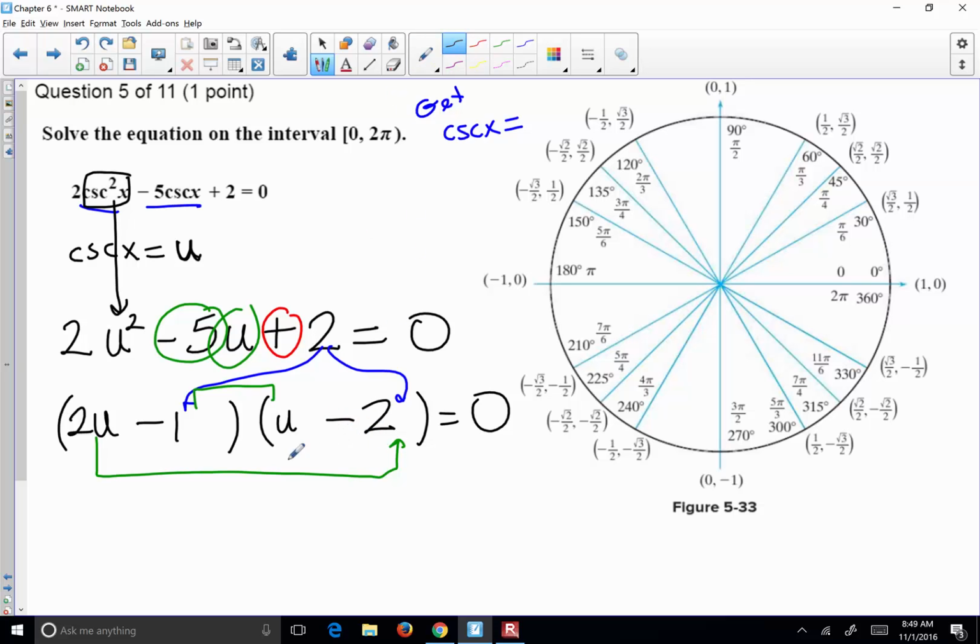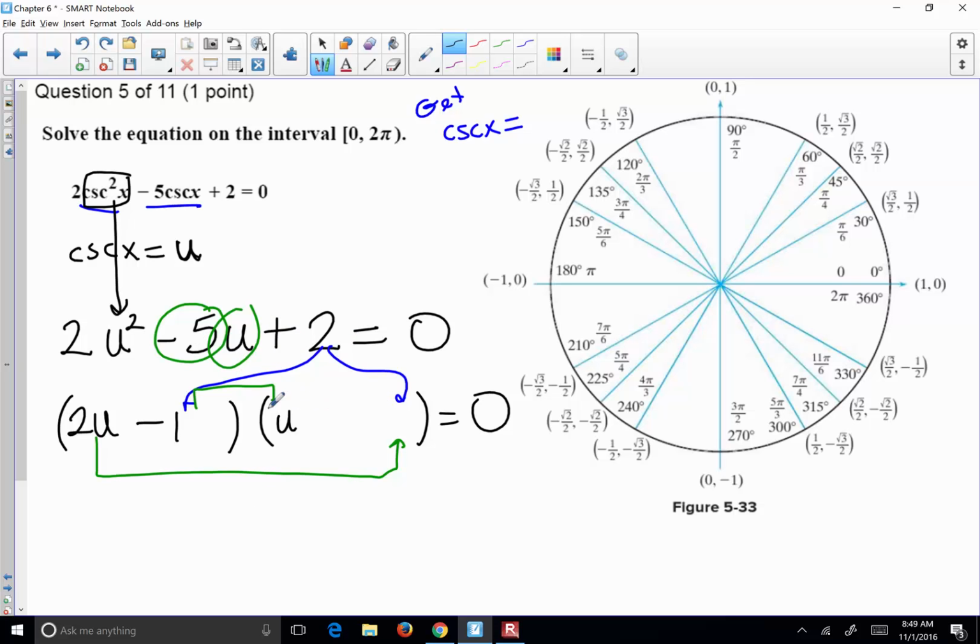Now we still need to check this. 2u times minus 2, is it minus 4? Minus 1 times u is minus u. When you add these like terms, do they get minus 5u when you FOIL it? Yes. So we have the right factoring here.